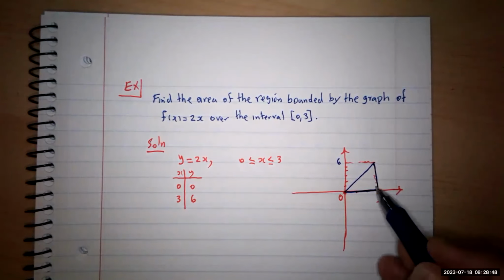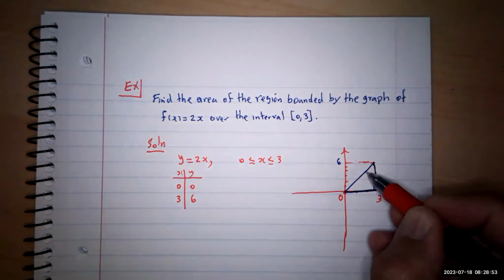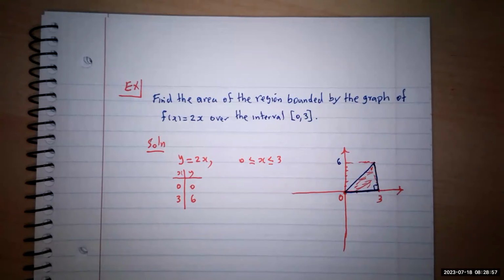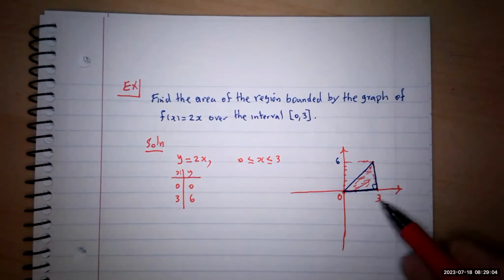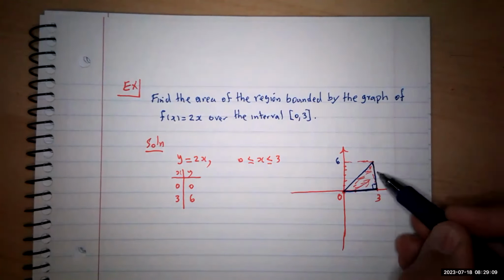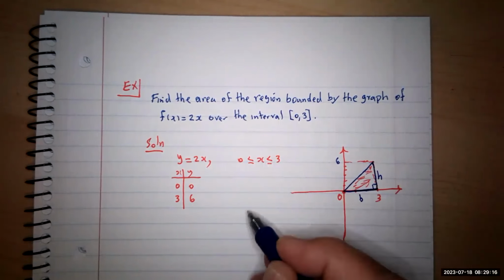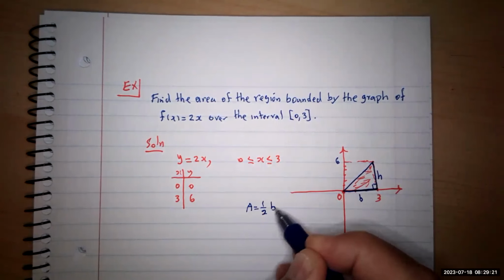Okay, so the area is a triangle. So if you want to do it in geometry, you can do it, because it's a triangle. If you want to stay with geometry, remember the area of a triangle. This is a right triangle, so this is going to be your height, and this is going to be your base. So what's going to be the area? The area is going to be equal to 1/2 of the base times the height.